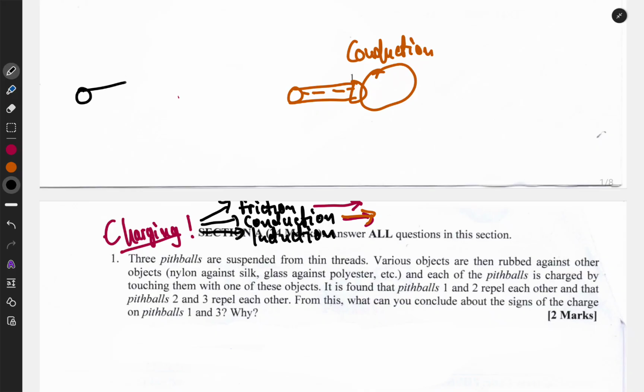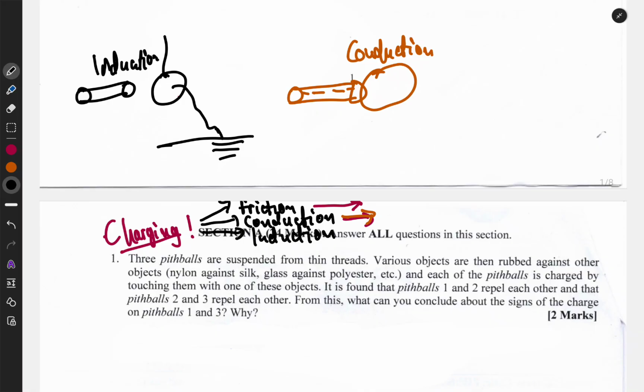Then charging by induction is when you bring one close to the other, and then you earth this one, you connect it to the ground, and then you have charge flow out of it into the ground. This is by induction. There is no contact, okay?